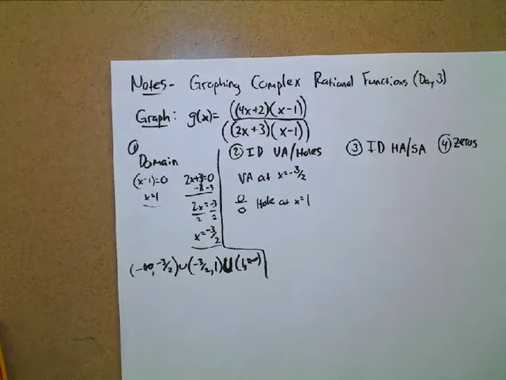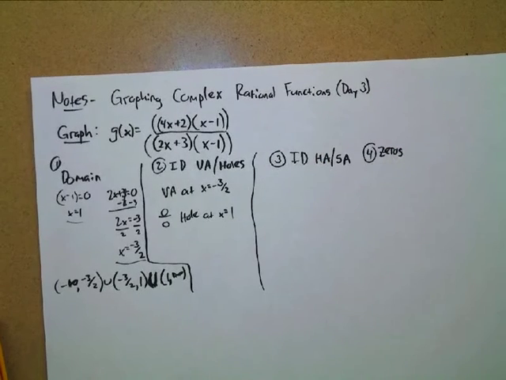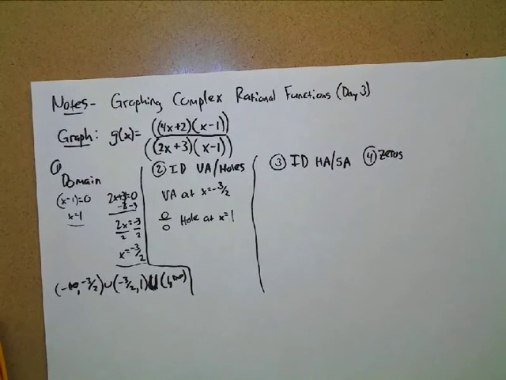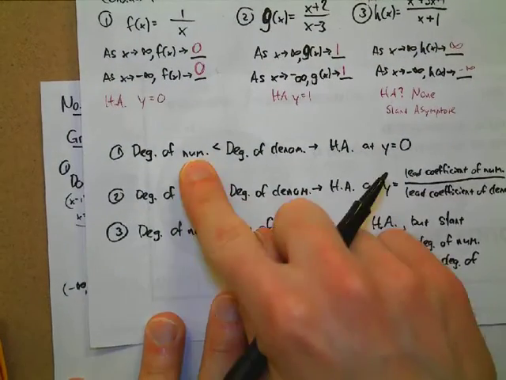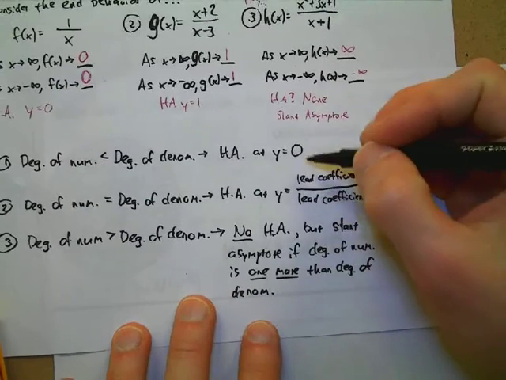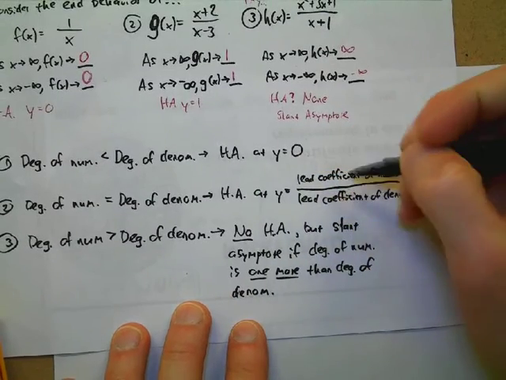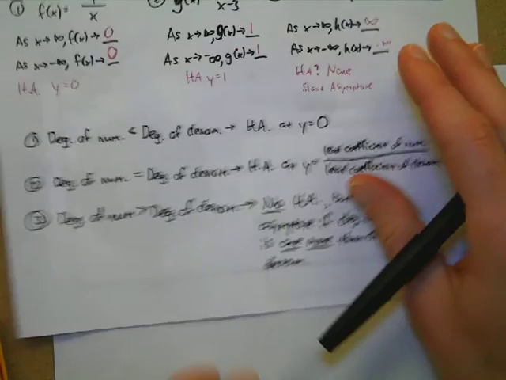Next we want to identify any horizontal or slant asymptotes. This is exactly what we talked about yesterday. If you forgot, let me see if I can pull it up here real quick. I have it right here. We were looking at the degree of the numerator and the degree of the denominator, and comparing them. Then you could have these options: a horizontal asymptote at 0, or the lead coefficient ratio, or no horizontal asymptote and you might have a slant asymptote. So that's what we talked about yesterday.